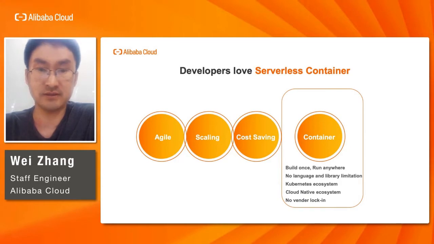In this section, our topic is service container. Service container is one kind of service architecture. It has all the advantages of service architecture: agile development, easy to scale, and cost saving. Besides these advantages, it's based on container, not function or any other form.